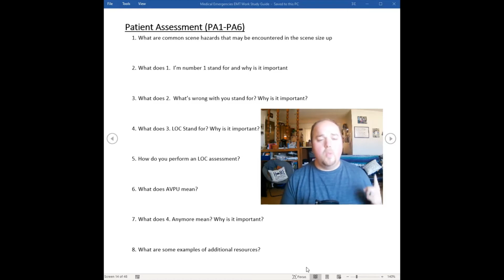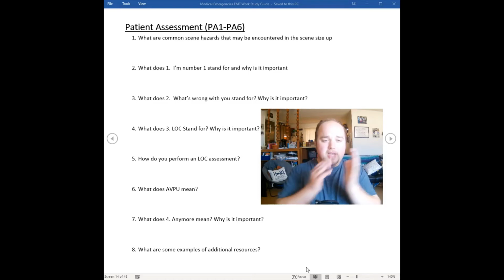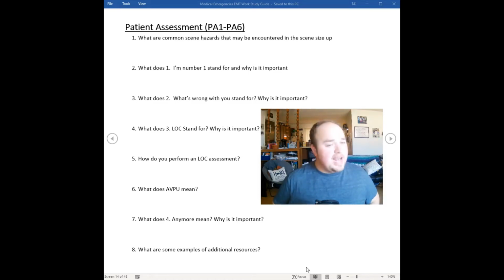Number two, what does "one, I'm number one" stand for, and why is it important? Because "one, I'm number one" stands for my scene safety. My safety, I'm number one. I'm concerned about myself, then my partner, then the bystanders, then the patient. It's important because you need to make sure that you've got your BSI on and that you are making sure the scene is safe. Not that you're asking if the scene is safe. You are deciding if the scene is safe.